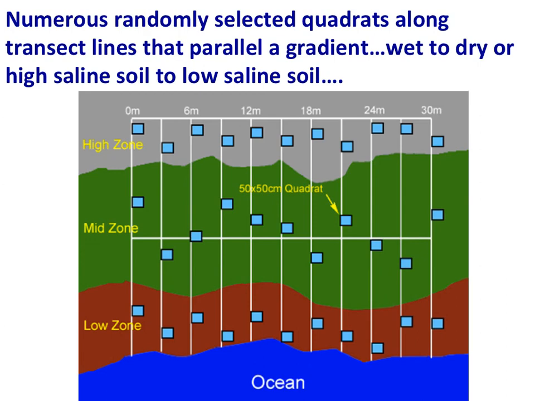The gradient in this diagram runs from the ocean to inland. The gradient could be soil moisture or possibly salinity or even wind. Now the transect lines run parallel to the gradient, but it's always important to take many samples. As we can see here, we have many transect lines and we have many samples at each location along the gradient.